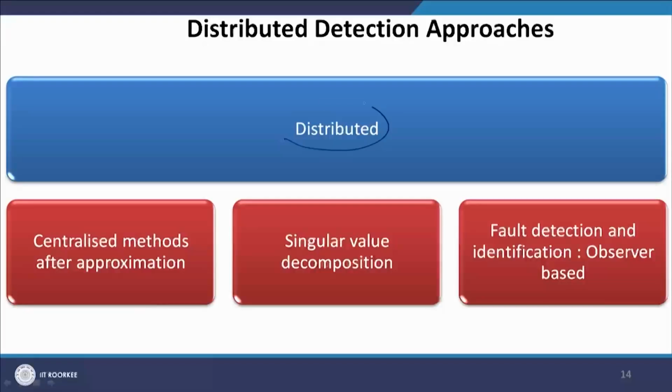Now, when you go to distributed detection approaches, the first one is centralized methods after approximation, singular value decomposition, fault detection and identification, observer based approach. So, either you can go for a centralized approach or a distributed approach, and these are different algorithms made available to you for your analysis.